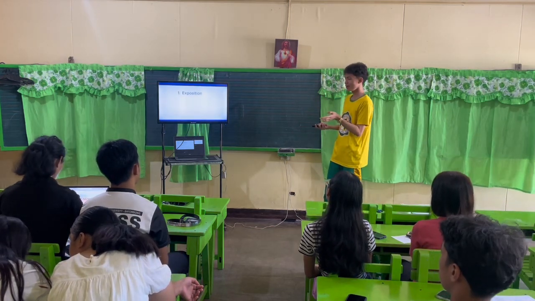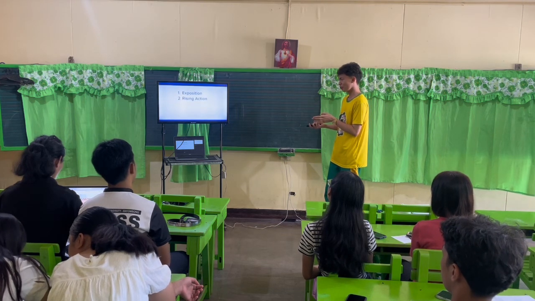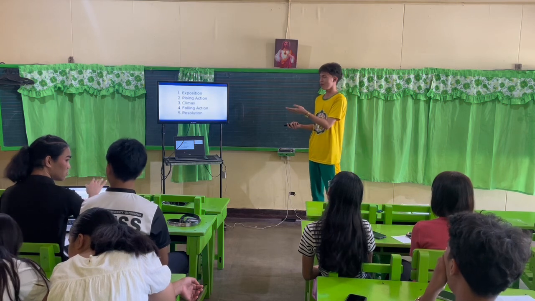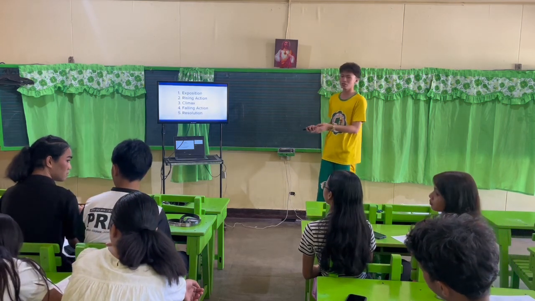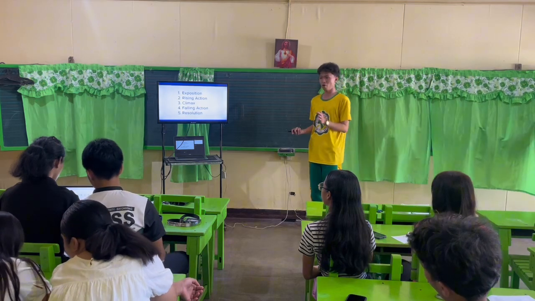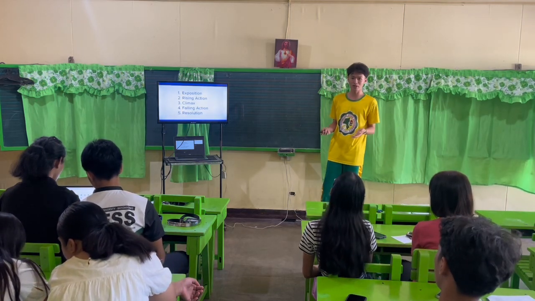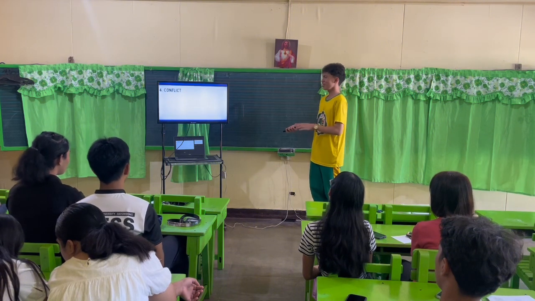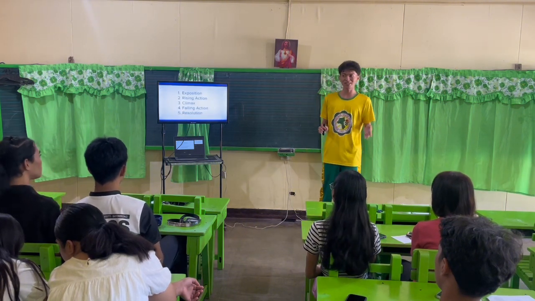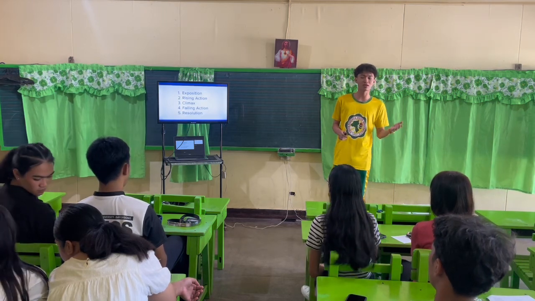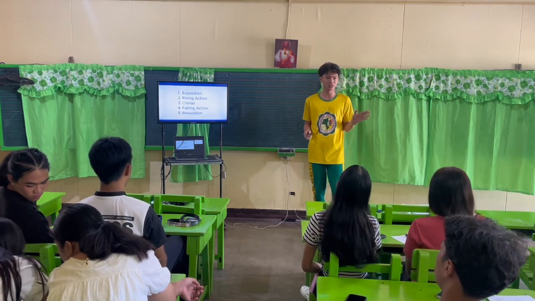So, plot has five components, namely exposition, rising action, climax, falling action, and resolution. Now let's try to go over them one by one, and let's start with the exposition. So in exposition, basically it introduces the setting, the characters, as well as adds additional information about the story itself.